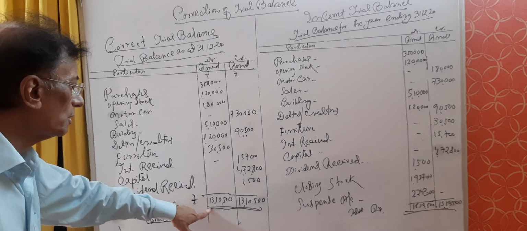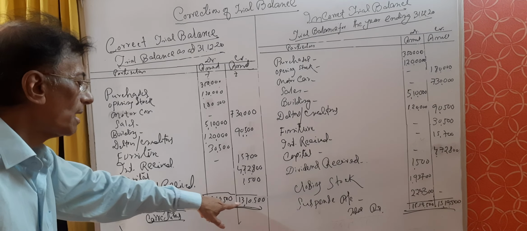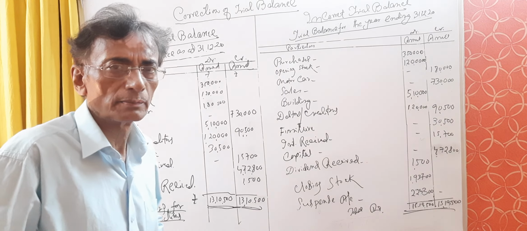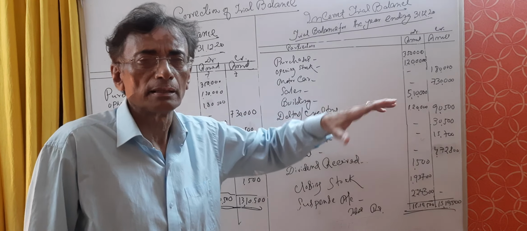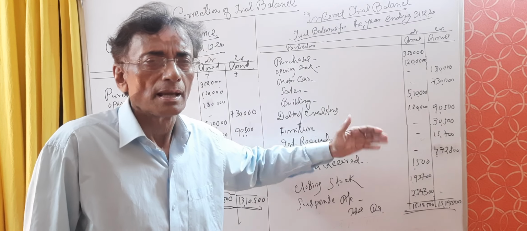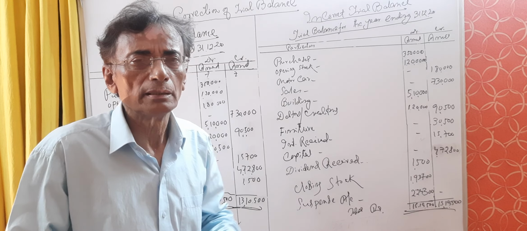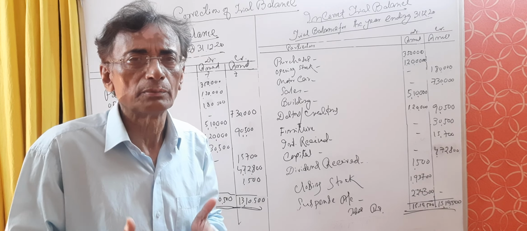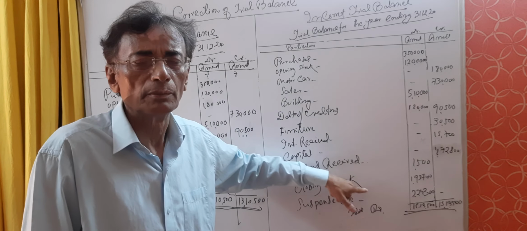So the total comes to 13,10,500 in the debit side, and the credit side also 13,10,500. So this is the process of correcting an incorrect trial balance. Very simple. First of all, identify the incorrect items from the incorrect trial balance and put them on the right side of the correct trial balance. And automatically, if you correct the trial balance in terms of the principles of preparation of trial balance, it will always agree with the values given in the problem.